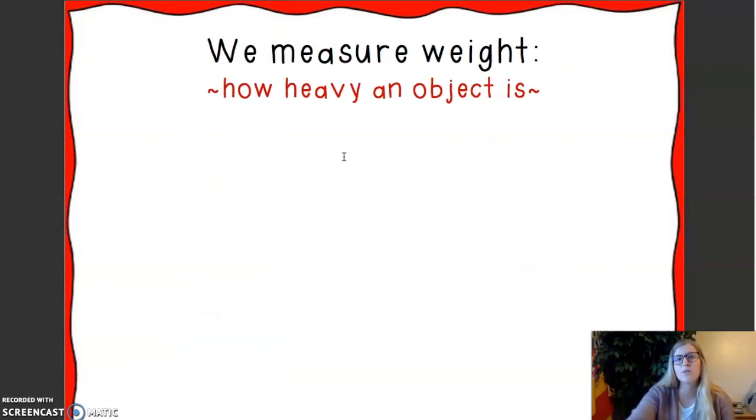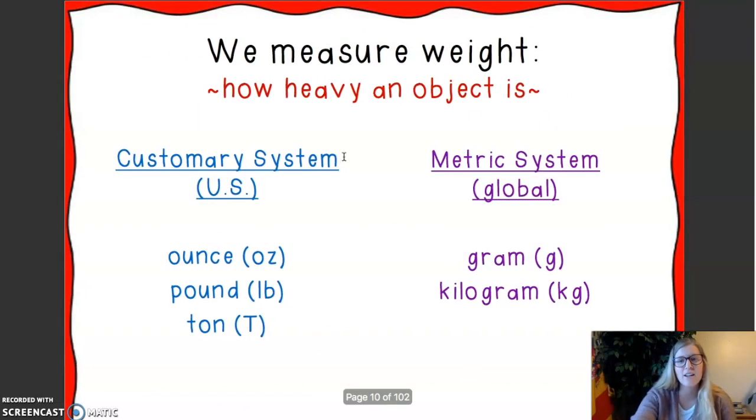Something else we can measure is weight, which is how heavy an object is. Again, ounce, pound, tons are the customary system. The metric is gram and kilograms, and you've probably seen those on food products.